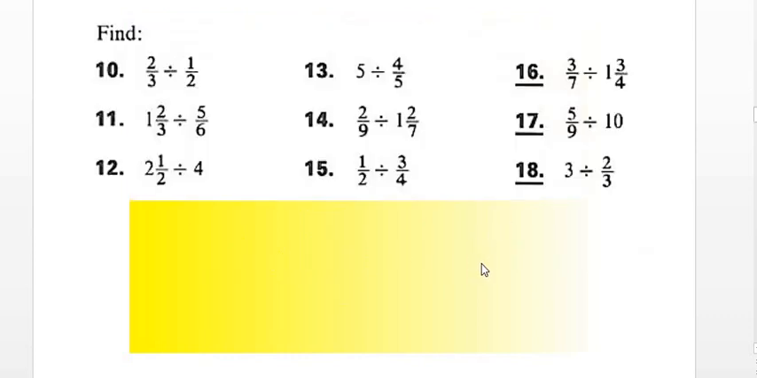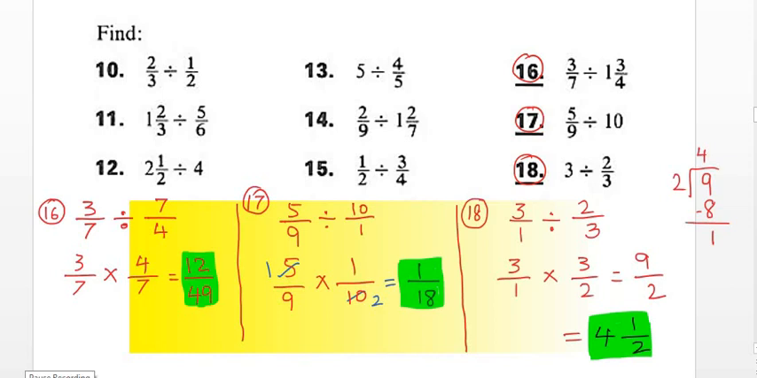Now I want you to pause the video here and solve question number 16, 17 and 18 on your own, and then play the video to check your answers, right? Here are all the answers for question number 16, 17 and 18. In question number 16, this was a mixed number, so I first changed it into an improper fraction, and then keep 3 over 7, multiply it by 4 over 7.